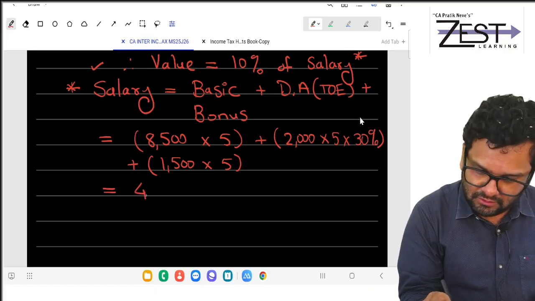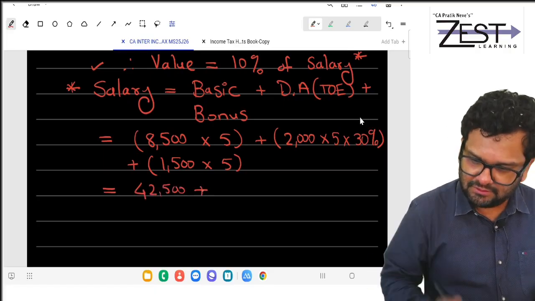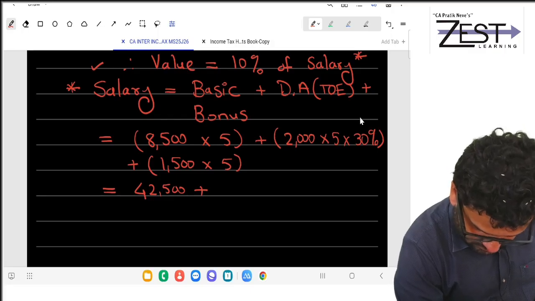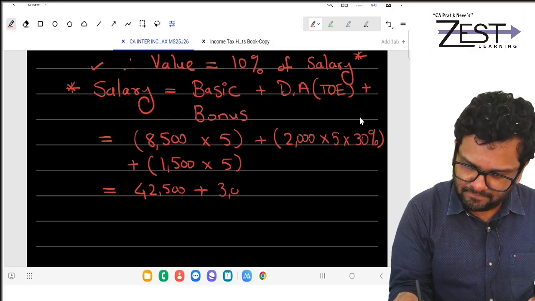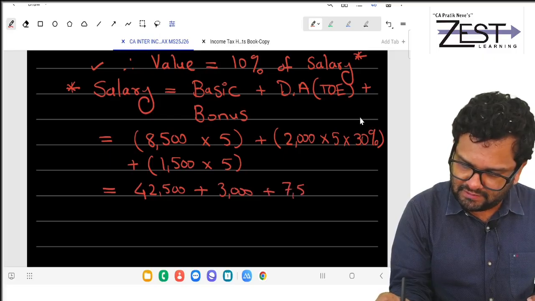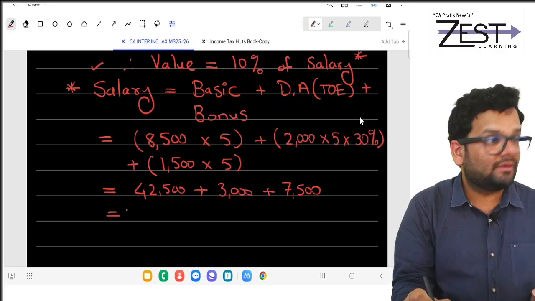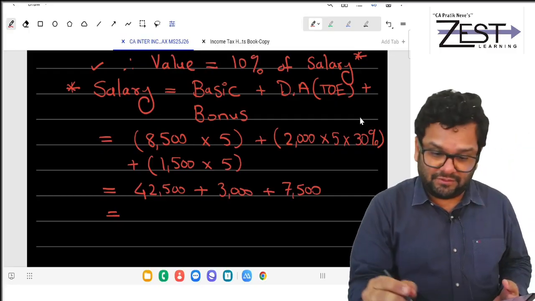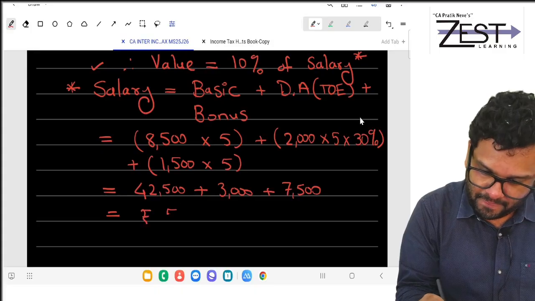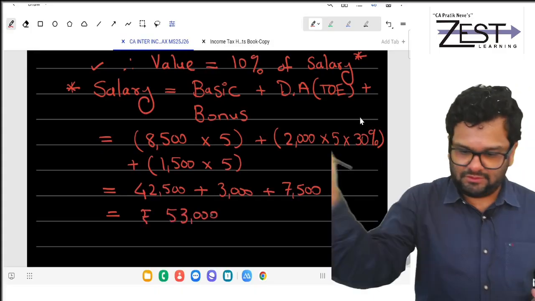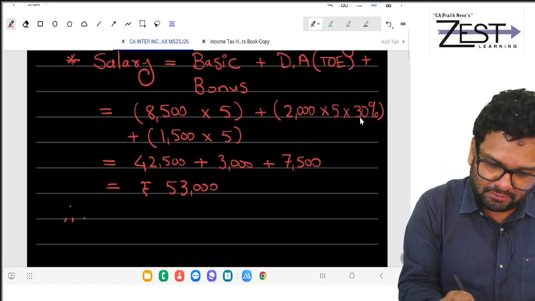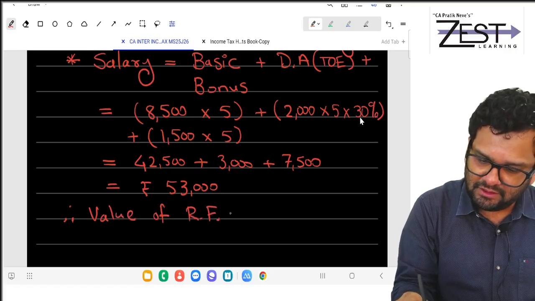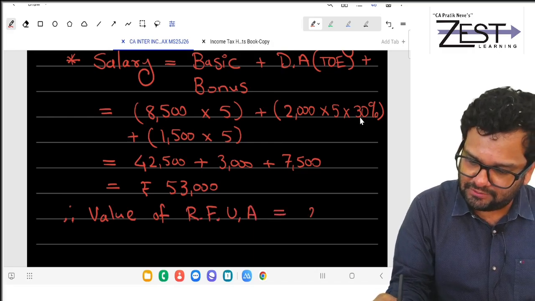So is it 42,500 plus 3,000 plus 7,500? Can you take the total? How much? Should I trust you? 53,000. Oh, of course, 53,000. Therefore, please tell me the value of rent free unfurnished accommodation.